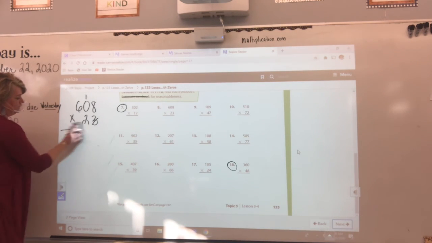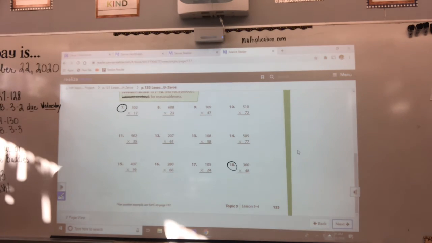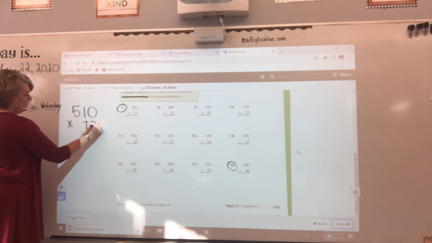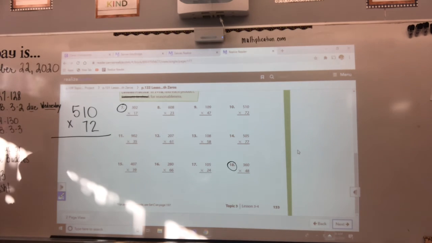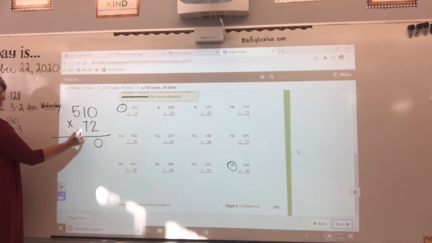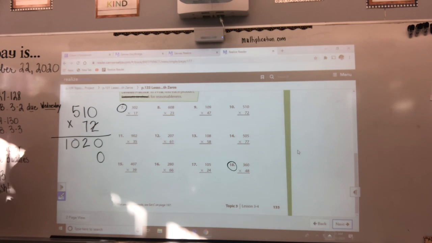Pick it, Colin. Number 10. 510 times 72. Gosh, my columns look nice and neat. I hope yours do too. Okay, here we go. Class, 2 times 0 is 0. 2 times 1 is 2, and 2 times 5 is 10. There wasn't even any carries on that, was there? Now get rid of the 2. Now put a placeholder 0. Gosh, this seems so easy, doesn't it?